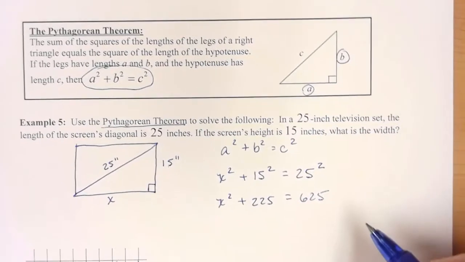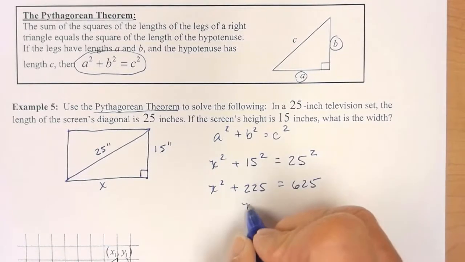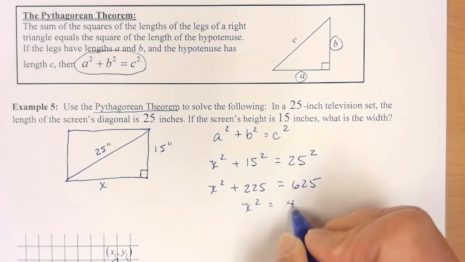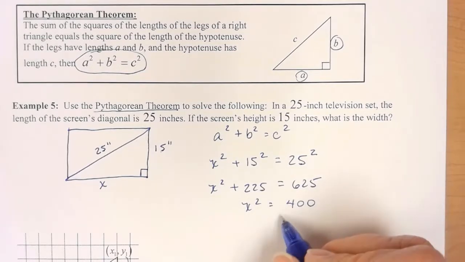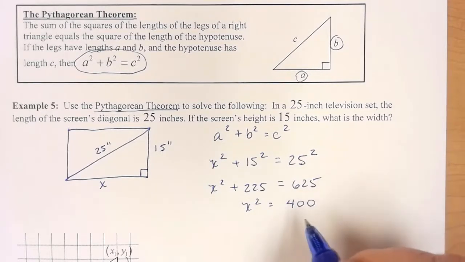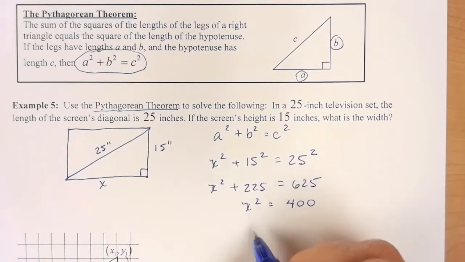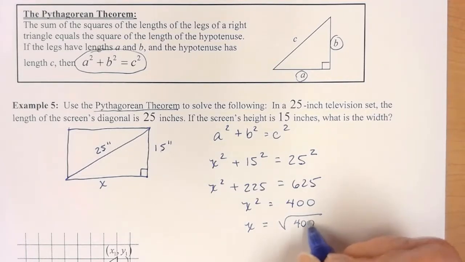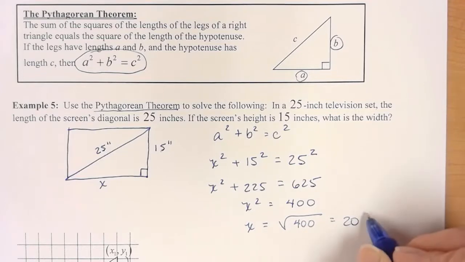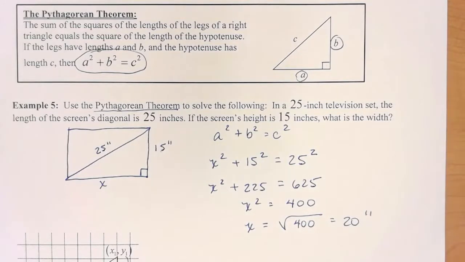So I'm solving for x. I've got an x squared, so I'm going to move that to the other side. Now normally when we take the square root here, we do a plus or minus, but the minus doesn't make any sense. This is a distance, so I'm going to look at the positive version. So x will equal square root of 400, which would be 20 inches. So the width of the TV is 20 inches.